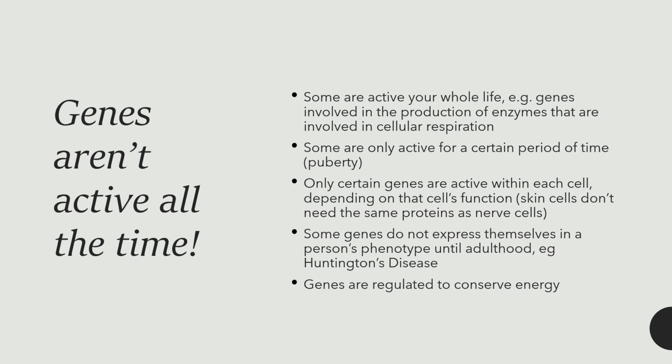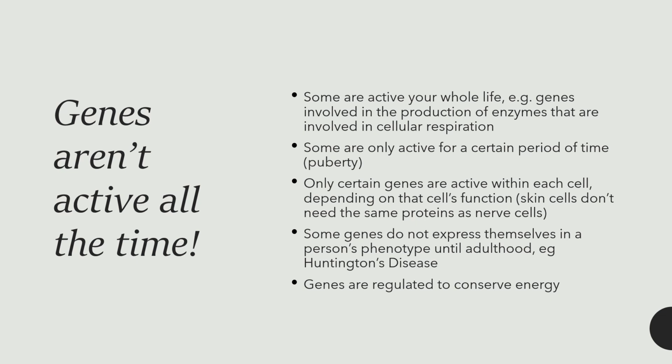So only certain genes are active within cell types as well. So for instance, your skin cells, they don't necessarily need the same proteins as nerve cells. So skin cells might make more proteins like keratin and collagen and things for structural support, whereas your nervous system cells would be making more neurotransmitters and things like that. So even though all cells have all the DNA, only some genes will be transcribed based off of their function.